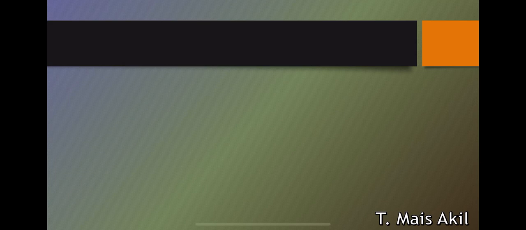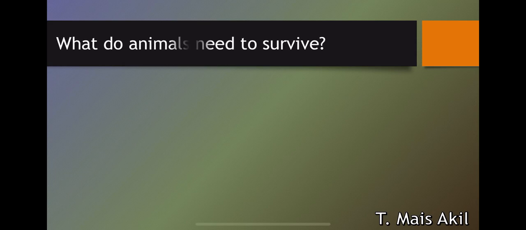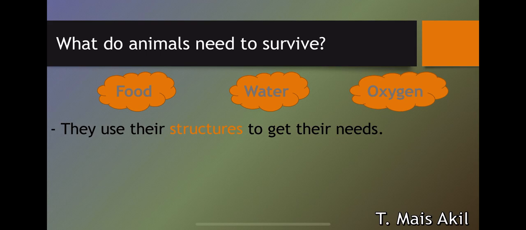Now we are going to talk about what animals need to survive. As we said before, they need food, water, and oxygen. And we said that they can get their needs through their structures. They use their structures to get their needs.